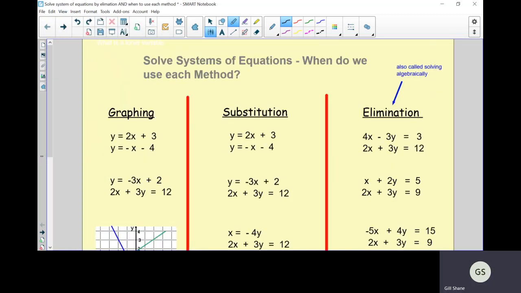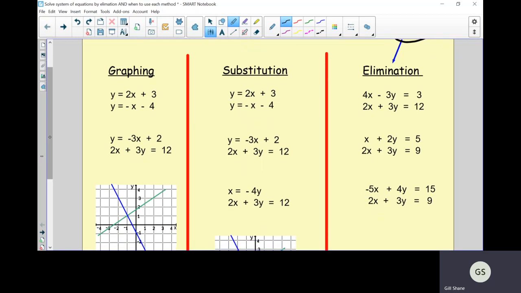So last situation, when do we use elimination? It's also called solving algebraically, as you see up there. Well, you pretty much use this whenever you can't use the other two. If you'll notice, there's no y equals mx plus b in any of these equations. So that kind of eliminates trying to graph. I mean, some of these we could still graph, like these are all in standard form. So we could still do the cover up and solve, or plug in 0 and solve for the other variable.